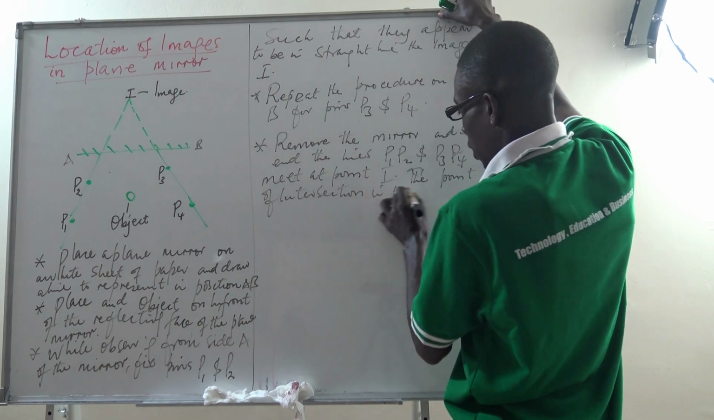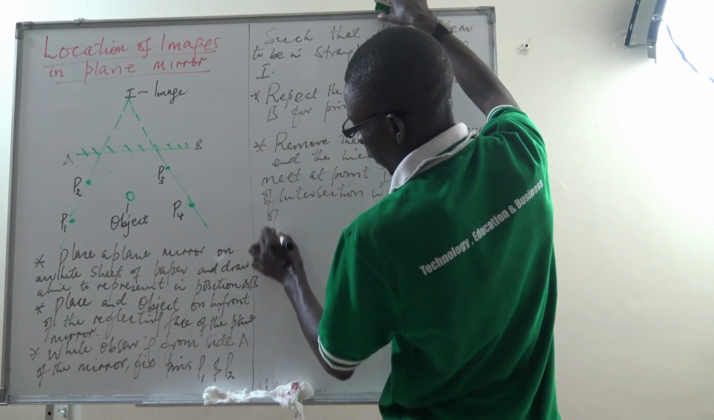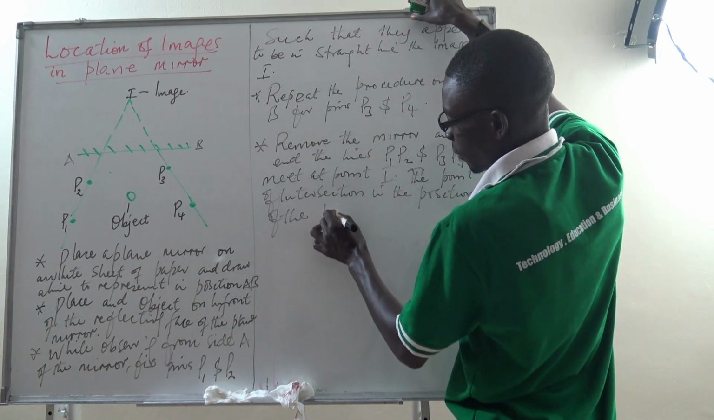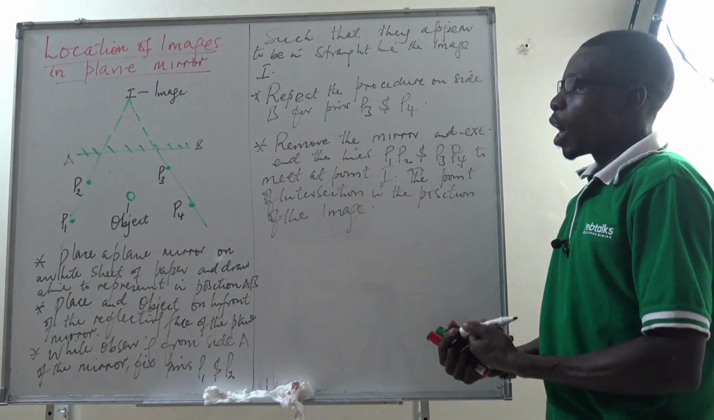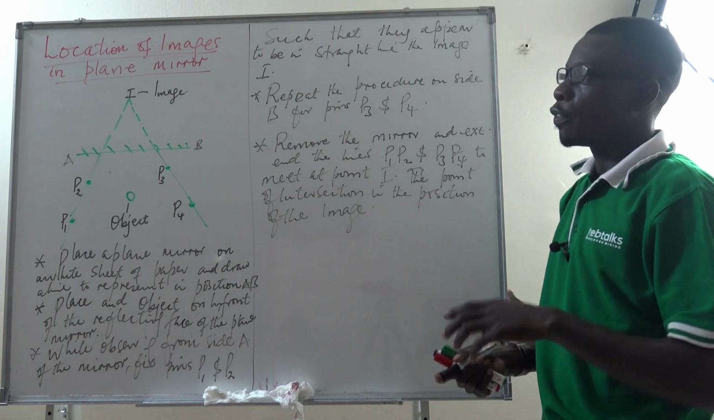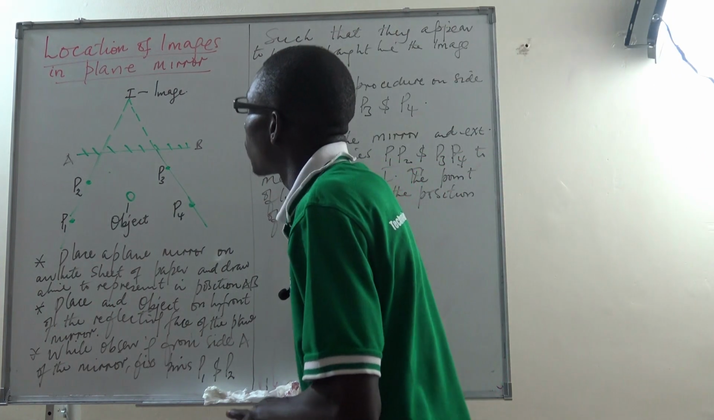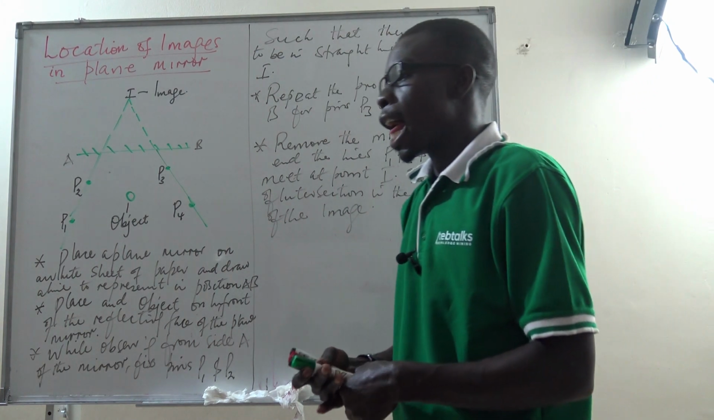is the position of the image. That is what you can basically talk about, or what you can easily describe if they ask you how can you use a plane mirror to locate the position of an image.